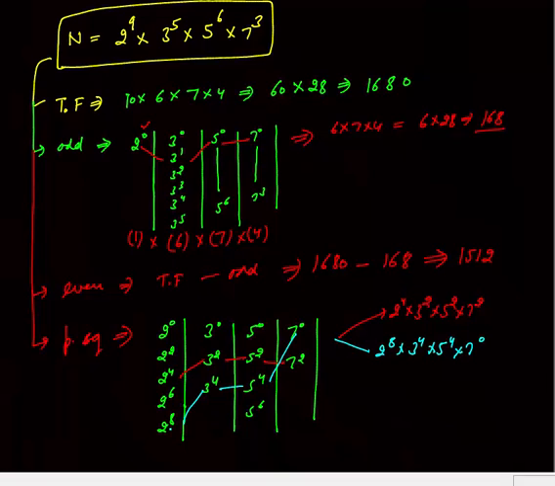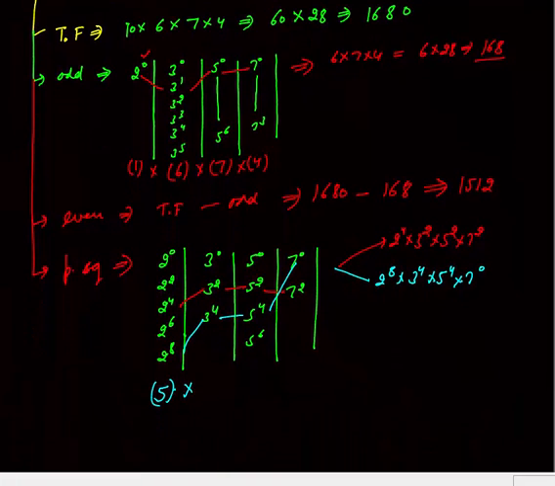So for a perfect square, we have to take even powers of prime numbers and multiply them. Now how many possible combinations are there? In this case, how many combinations are there? One number from this side: 2 power 0 to 8, we can take 1, 2, 3, 4, 5. We can select one number from this side in 5 ways.